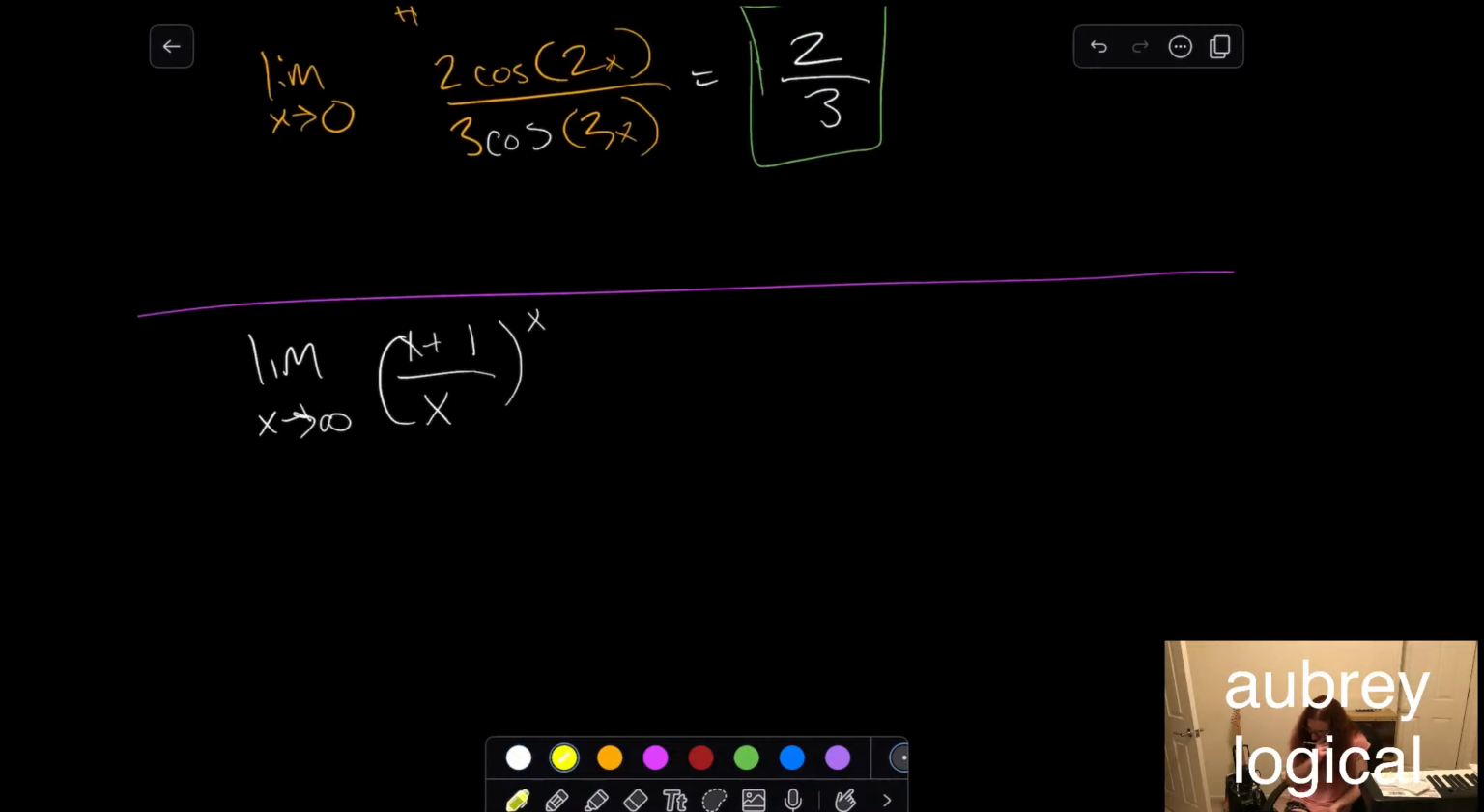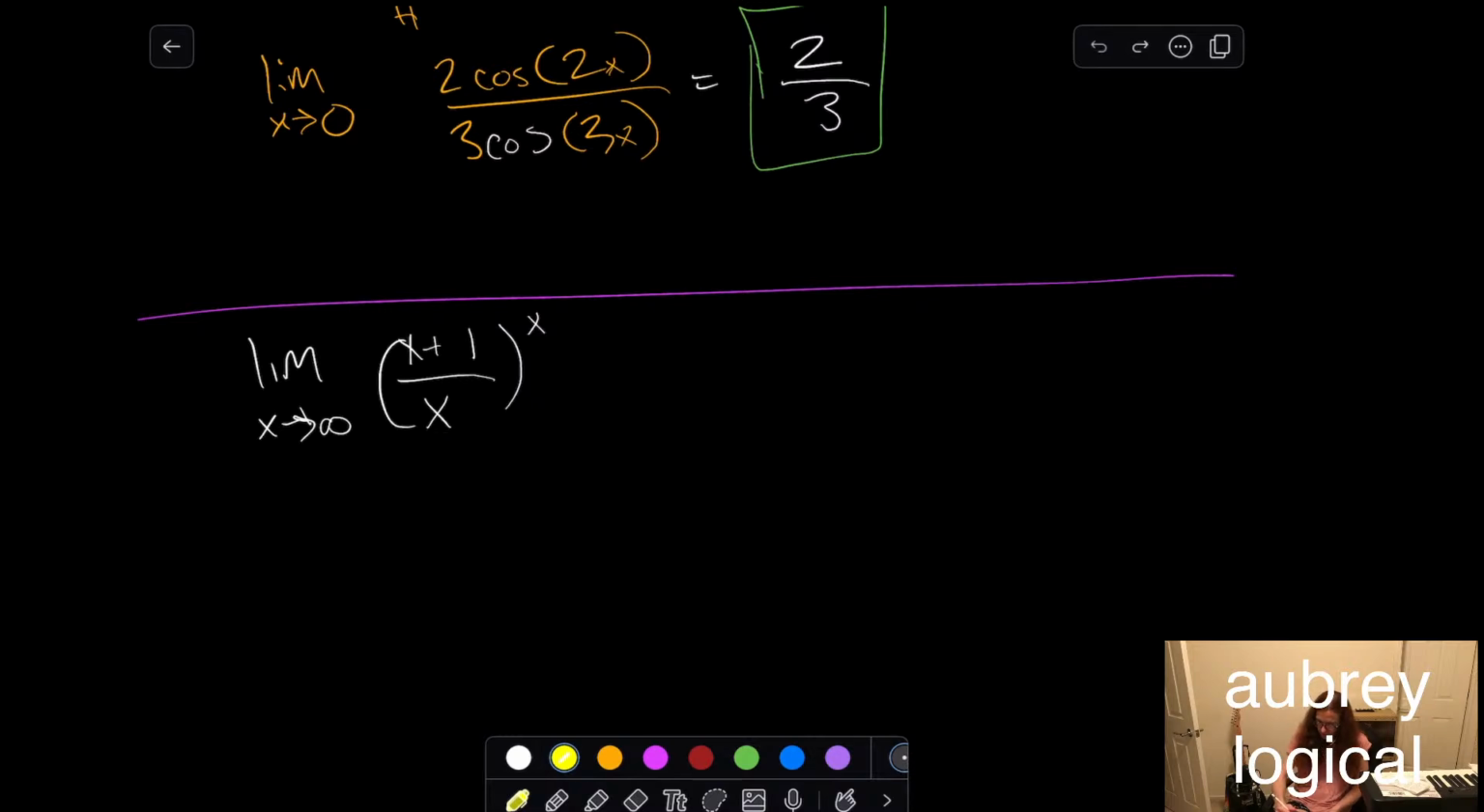So for starters, we plug in infinity. Infinity plus 1 is infinity over infinity to the infinity power. Actually, it's infinity to the infinity, which is the indeterminate form. And our functions are as follows. We'll call this B, and we call this A.